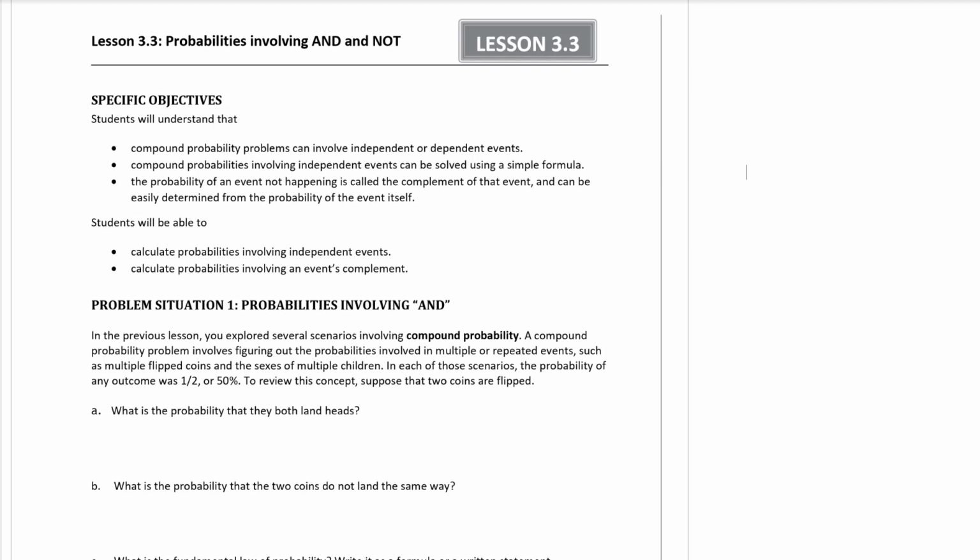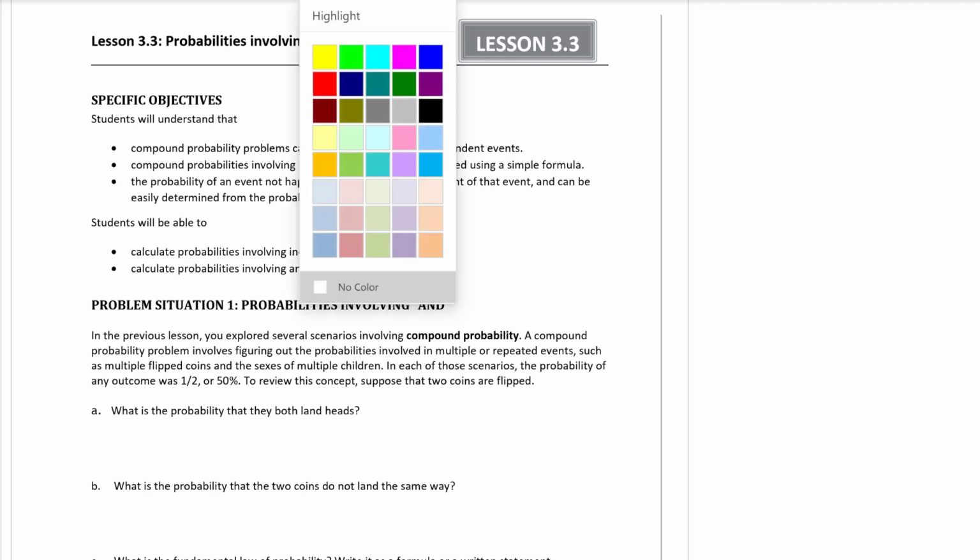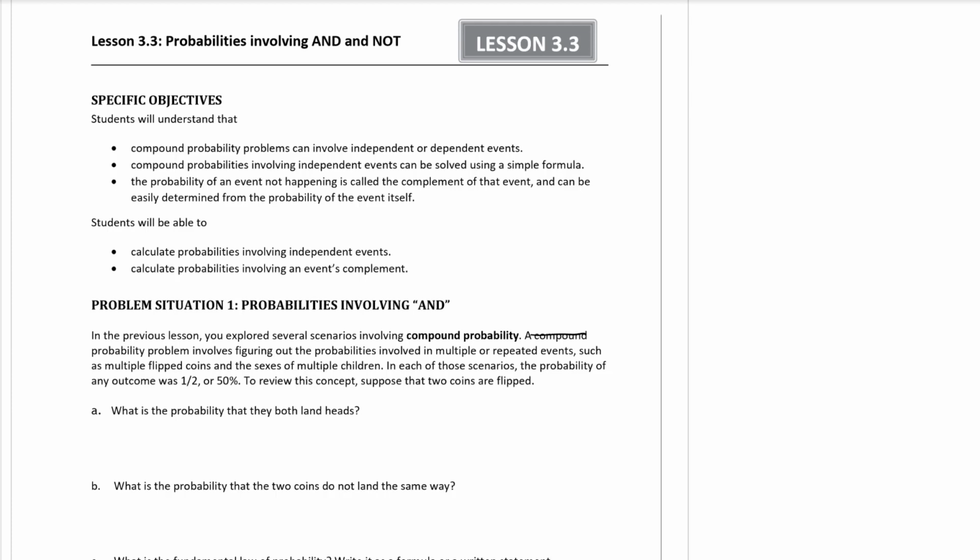So a compound probability, as you see here, a little reminder of what it is. A problem involves figuring out probability involving multiple or repeated events, such as multiple flips of a coin, the genders of children, and so on. In each of those scenarios, the probability of any outcome was 50%. All right, let's review those concepts.